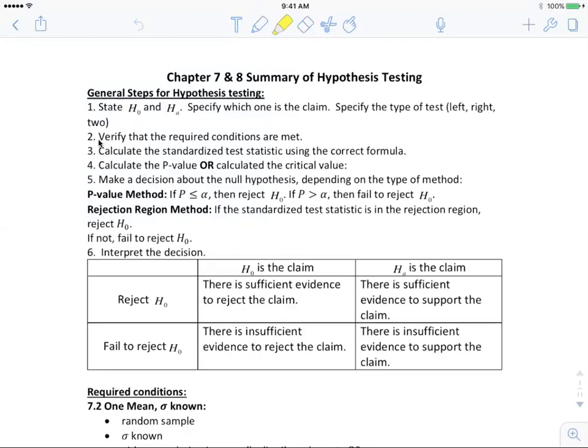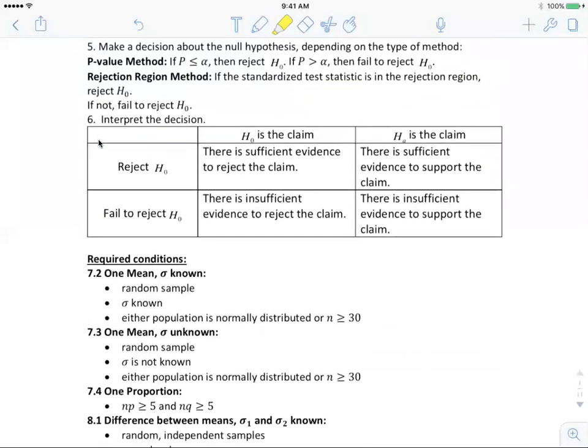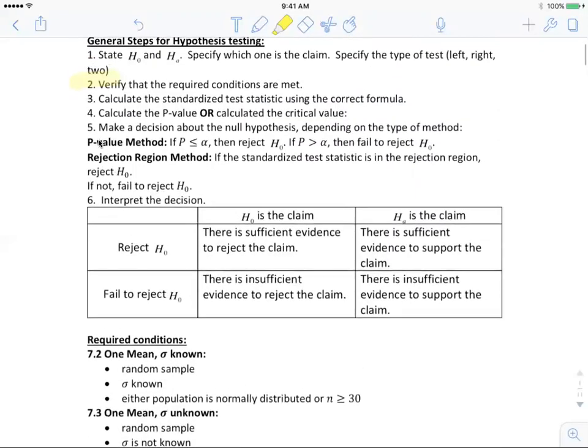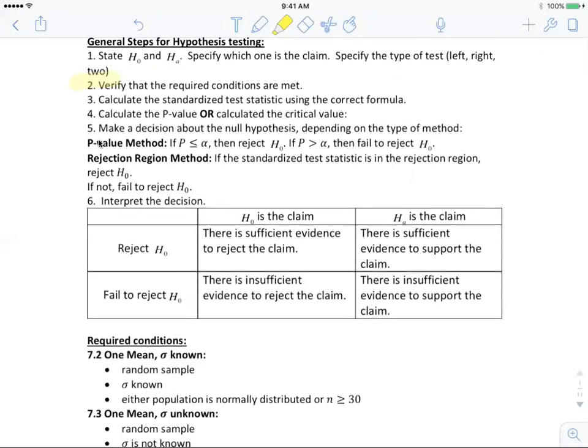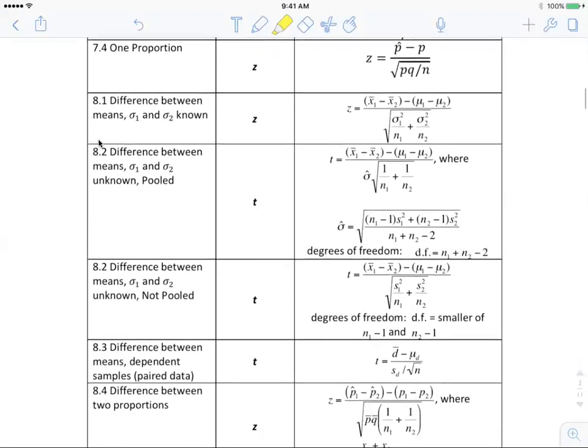So on this summary, you'll have the required conditions for each section, right? The ones we've already done in chapter 7 look familiar, but I'll be referring to these when we have to verify conditions. So it's just a one-stop shop for all of the things in the hypothesis test. The other thing is when you calculate a standardized test statistic, each section has a different formula. So those formulas are all listed in one place here. Okay.